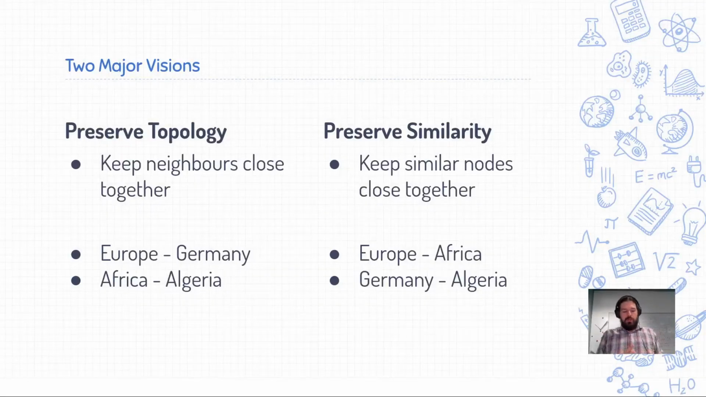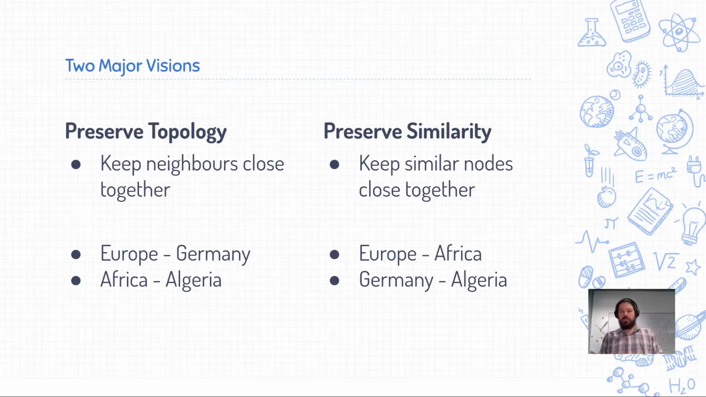Now, in methods to do this, there are two major visions on how this should be done. In the one case, people talk about preserving topology. They want to keep neighbors close together. So if you have in the graph neighbors, say Europe and Germany, connected by an edge, you want to keep them close together in that embedded space, so their embeddings will also be close to each other. Similarly, Africa and Algeria will also be close to each other in that space.